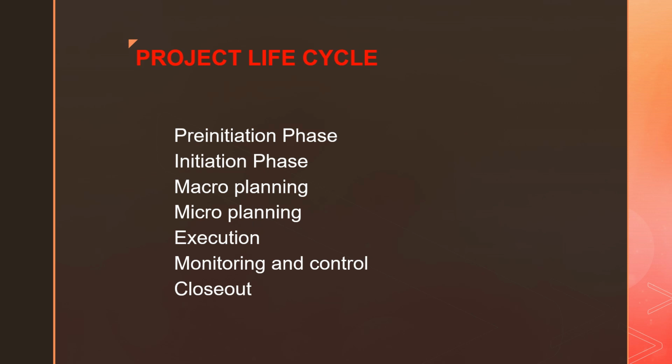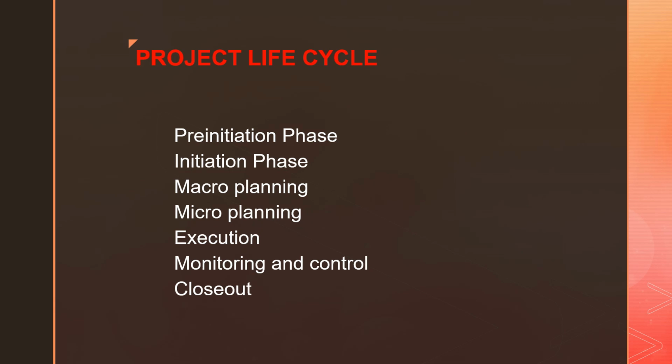Now let's talk about the project life cycle. There are two types of life cycle: the project life cycle and the technology life cycle. I'm not talking about the technology life cycle here. I'm talking about the project life cycle. Broadly, there are 6 stages in the project life cycle. They are the pre-initiation phase, initiation phase, planning phase, execution phase, monitoring and control phase, and closeout phase. The planning phase can be further divided into macro planning phase and micro planning phase.